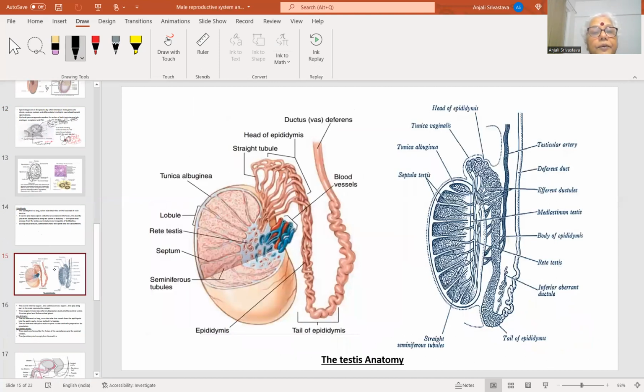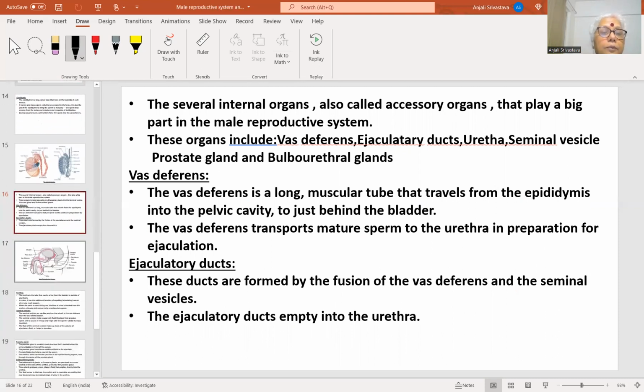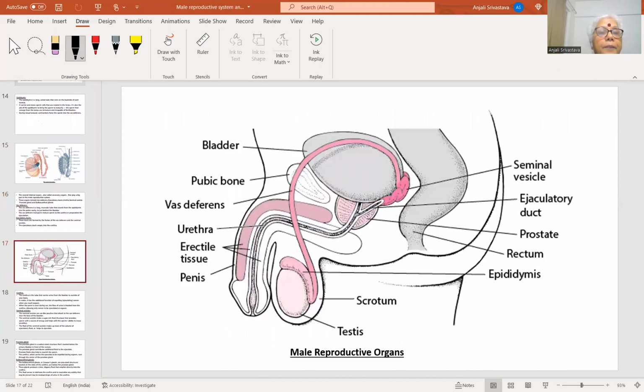These structures now are explaining the details of the different layers and different parts of the testis. These all we have seen. Now the internal parts include, as we have already seen, vas deferens, ejaculatory duct, urethra, seminal vesicle, prostate gland, and bulbourethral gland. Their position we have already seen previously.